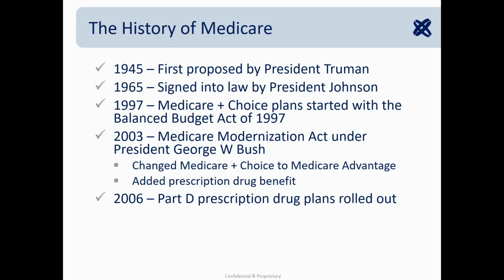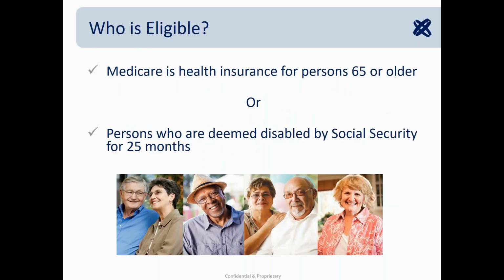In 2003, the Medicare Modernization Act under President George Bush was enacted, and that changed Medicare Plus Choice Plans into Medicare Advantage plans, and also added the prescription drug benefit. In 2006, that Part D prescription drug benefit was rolled out.